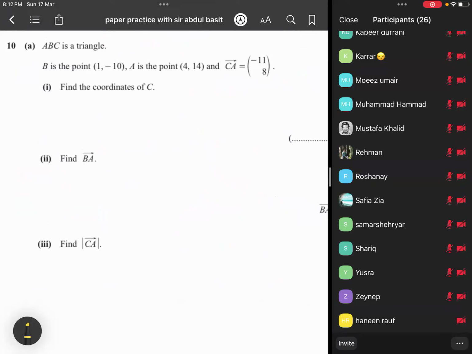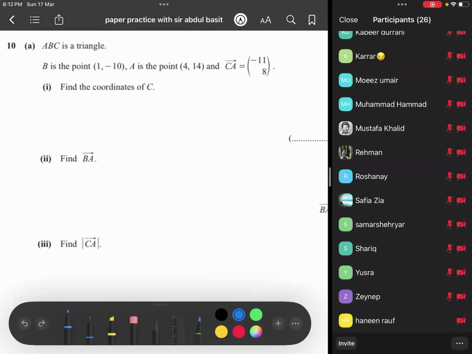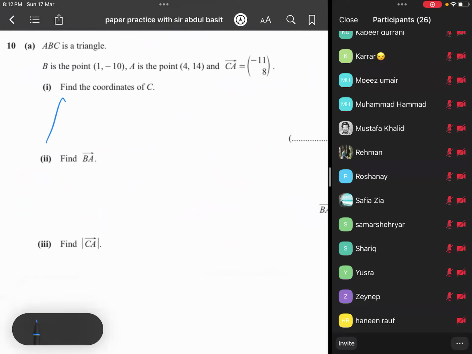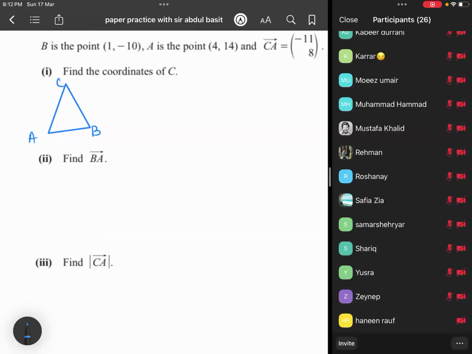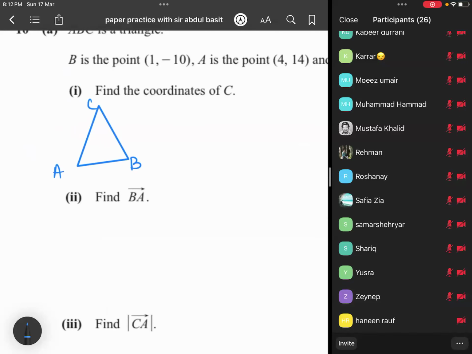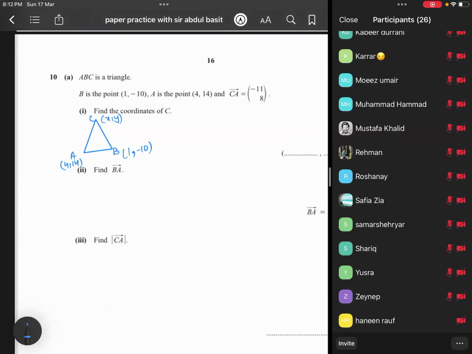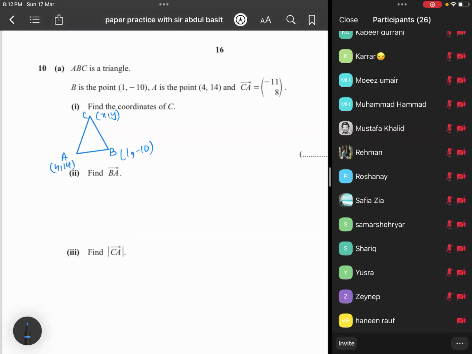Now they say that ABC is a triangle. Okay, so let me make a triangle here first. A B C, बेटा, this triangle is not to scale। अब बाद में चीखें नहीं मारना कि सर ये कौन से कोऑर्डिनेट लिखे हैं। A is (4, 14), B is (1, -10), and we don't know about C. Okay, C to A vector is given. I can find out the coordinate of C if I have A to C vector.